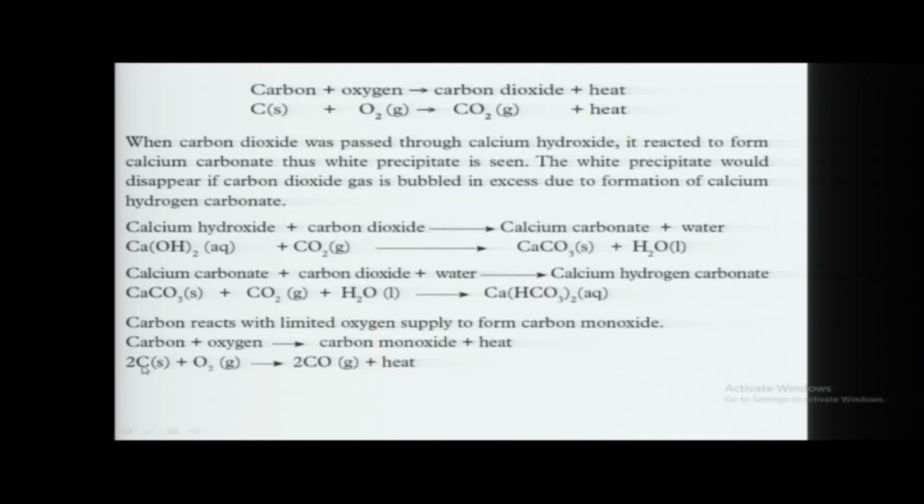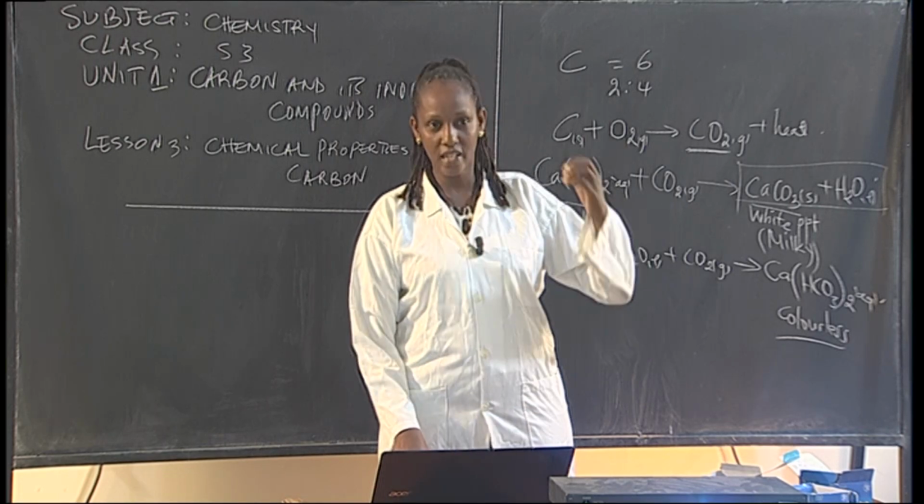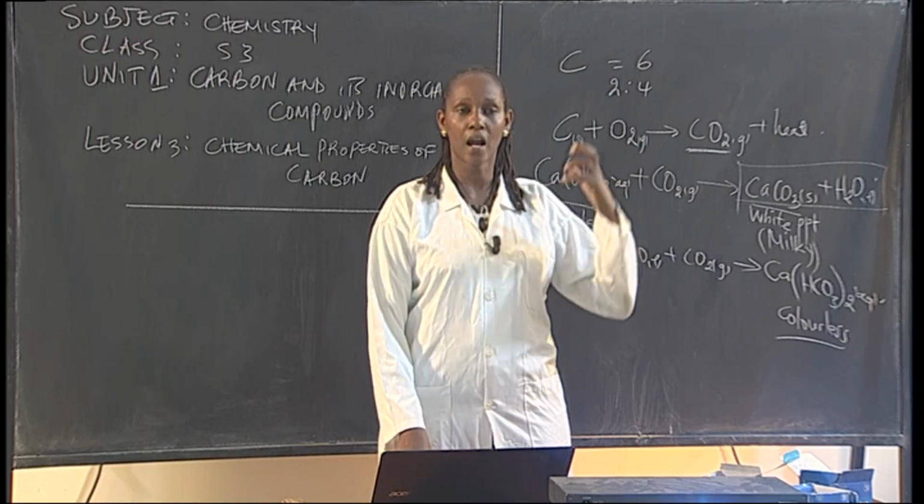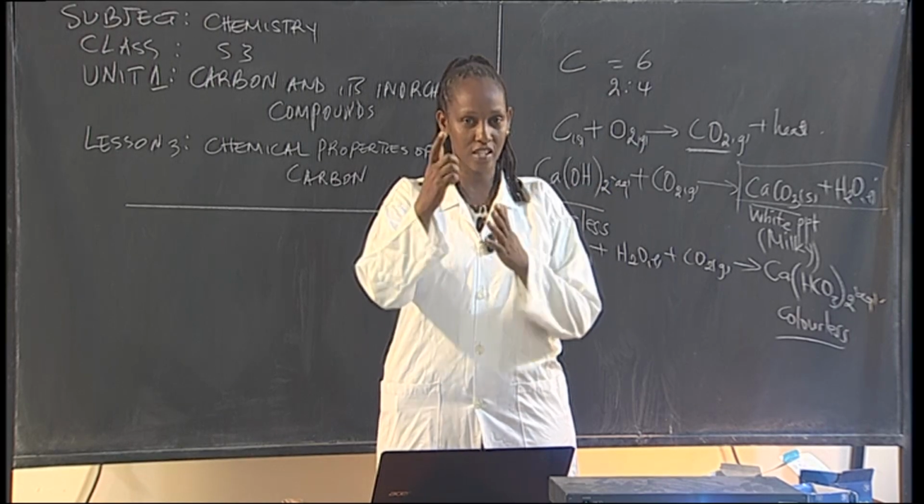There is a difference between carbon plus limited oxygen, which gives carbon monoxide, and this one where we form carbon dioxide. This is when there is enough oxygen, and this is when there is limited oxygen. So in limited oxygen, we form carbon monoxide. In enough oxygen, we form carbon dioxide gas. All right? I think you get the difference.